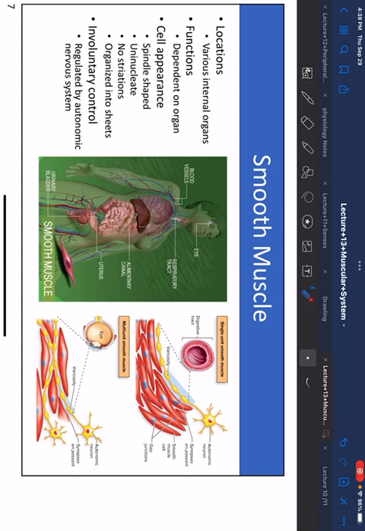On the first day of class, we said that there's smooth muscles within your blood vessels, which can contract or relax to allow for vasoconstriction or vasodilation. That would regulate body temperature as well as blood pressure.